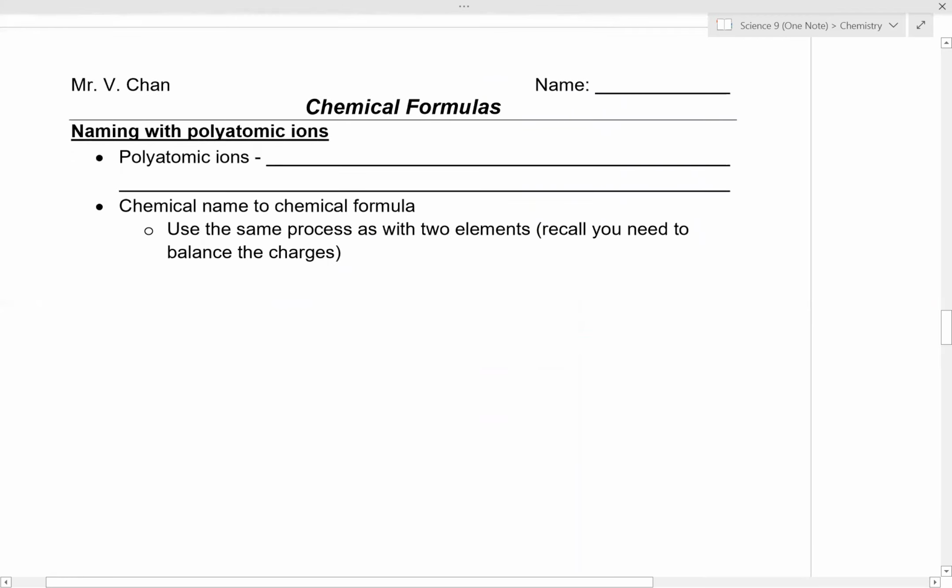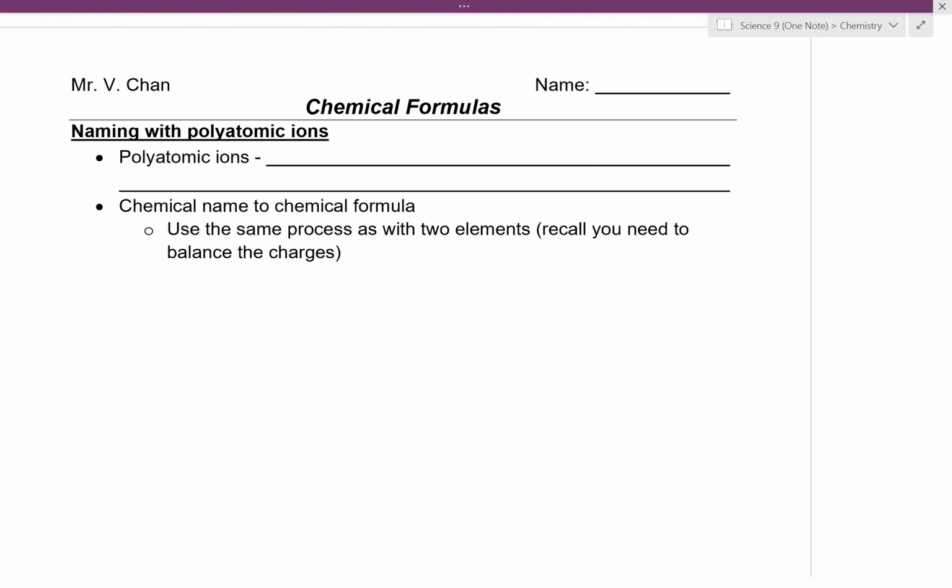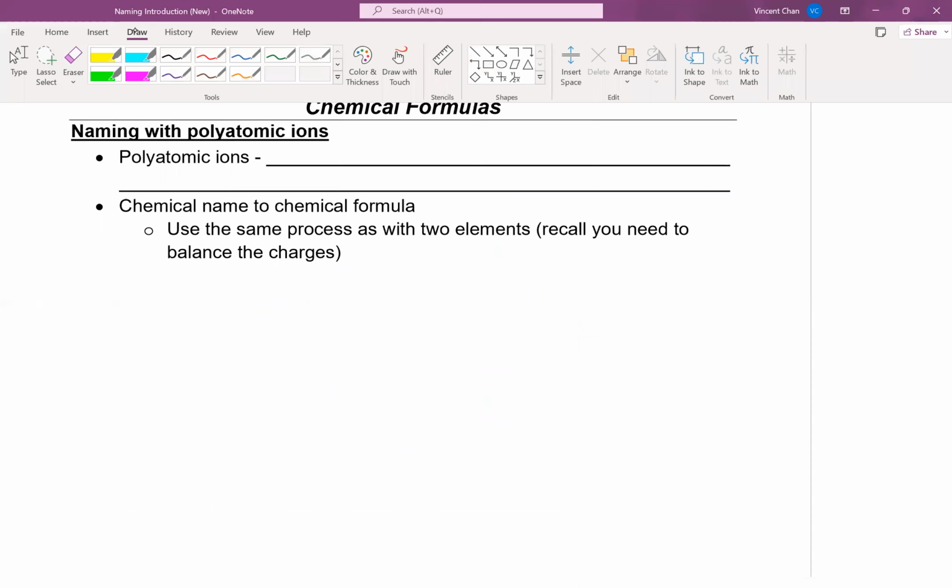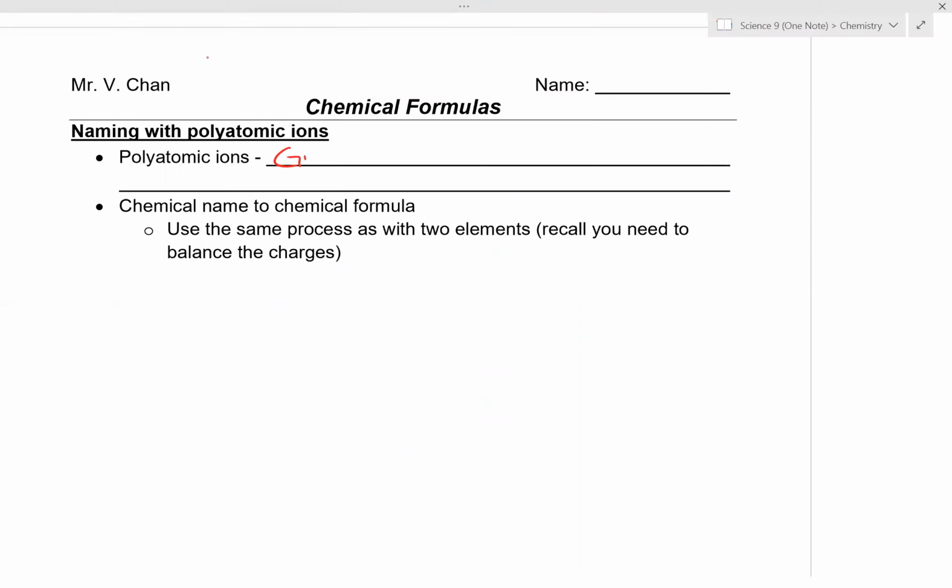What are polyatomic ions? Basically, we have a group of atoms that stay together and have a charge.